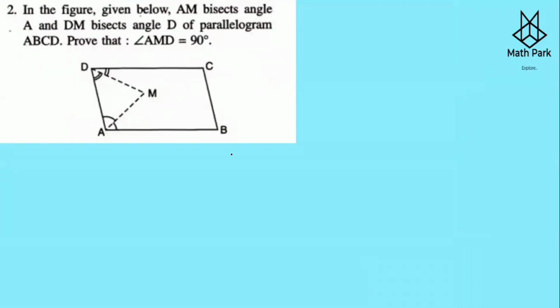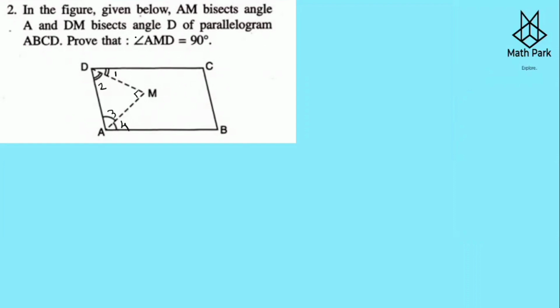Moving to question number 2. In the given figure, AM bisects angle A and DM bisects angle D of a parallelogram ABCD, and you are asked to prove that angle AMD is a right angle. So let us take this angle as 1 and this angle as 2, this angle as 3 and this angle as 4.